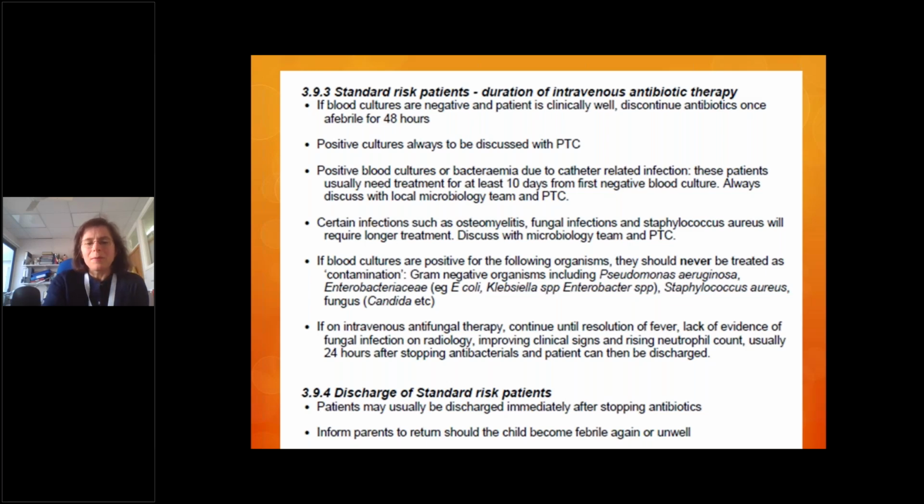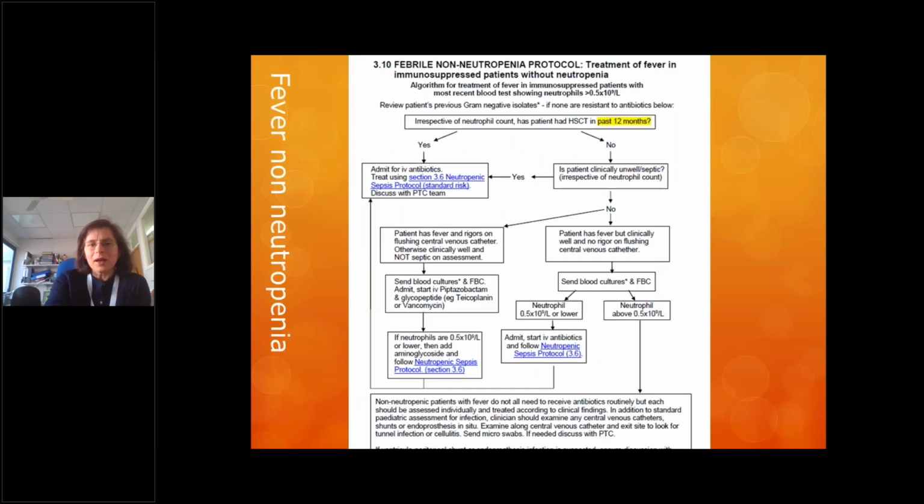Okay. Now, what if the child was febrile but not neutropenic? If the child has had a hematopoietic stem cell transplant in the last 12 months, he or she needs to be considered as neutropenic irrespective of the count, because of the immunosuppression derived from the conditioning regimen utilized, the GVHD is present, and the treatment of the GVHD can last much beyond the normal neutrophil reconstitution.